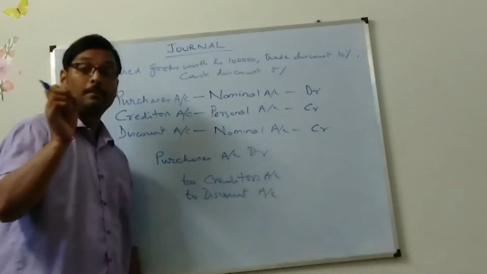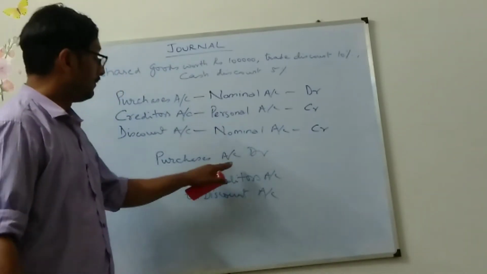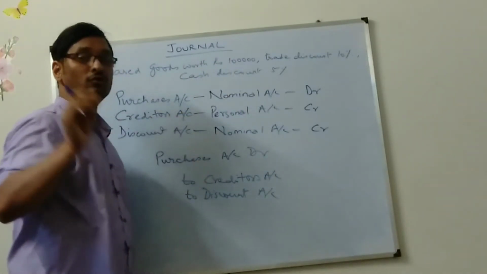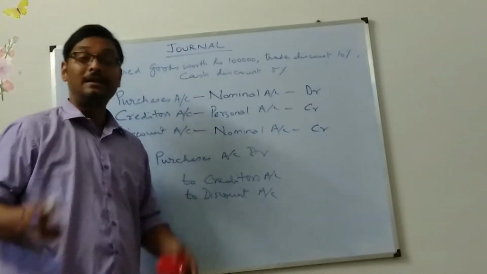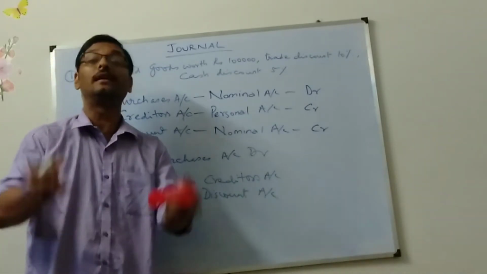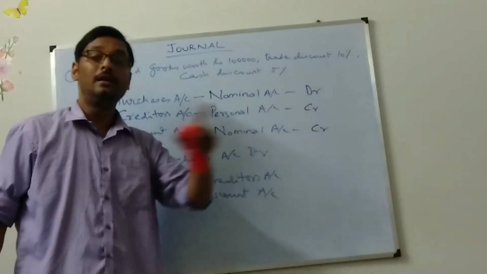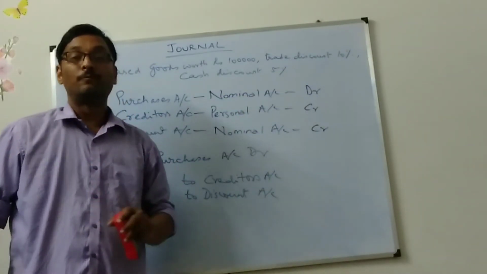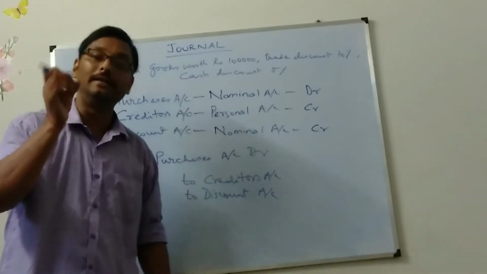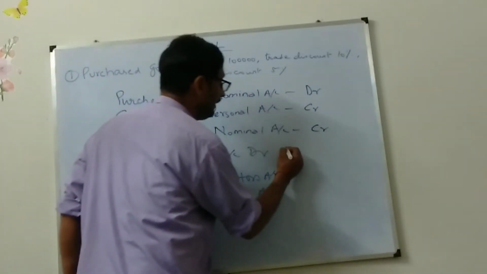Now the amount, that's the most important part. What would be the amount? You have purchased goods worth rupees 1 lakh, but you did not get those goods for 1 lakh. You got those goods for 90,000 because you have already got 10,000 of discount. So that person who has given you those goods has given them to you for 90,000. So you need to write 90,000.